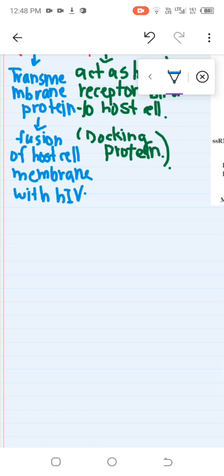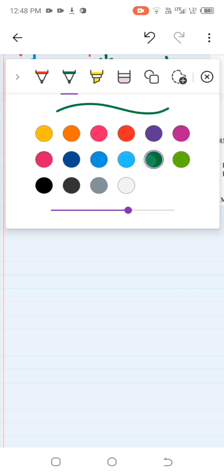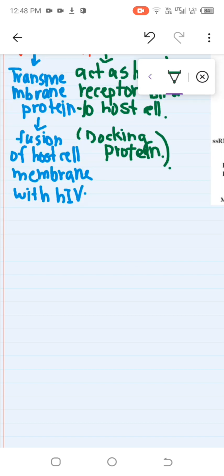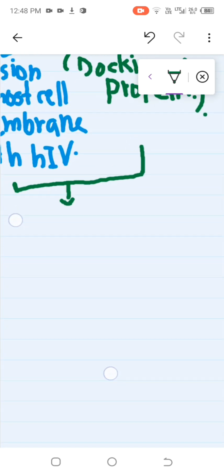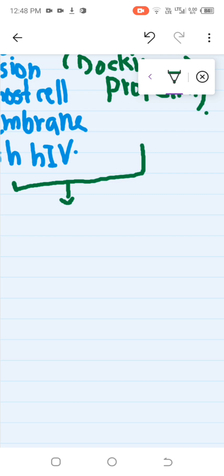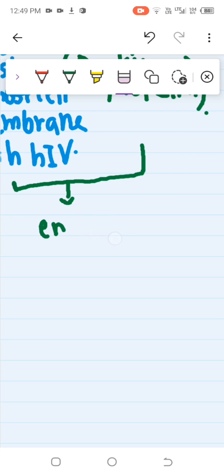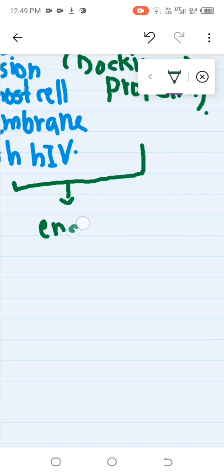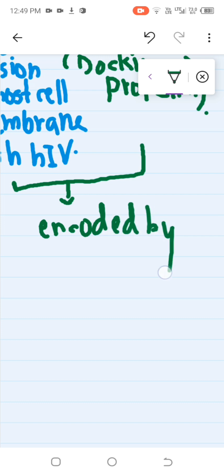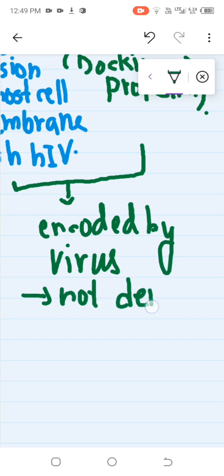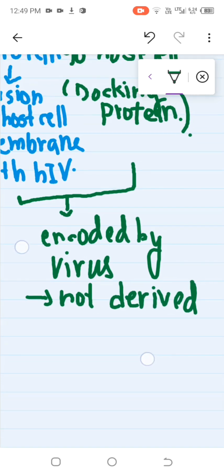These both spikes are encoded by the HIV virus. These are not host derived. Remember this, mostly people think these are also host derived, as the HIV membrane is also host derived. No, these spikes are encoded by the virus, and they are not host derived. Okay, these are not host derived.